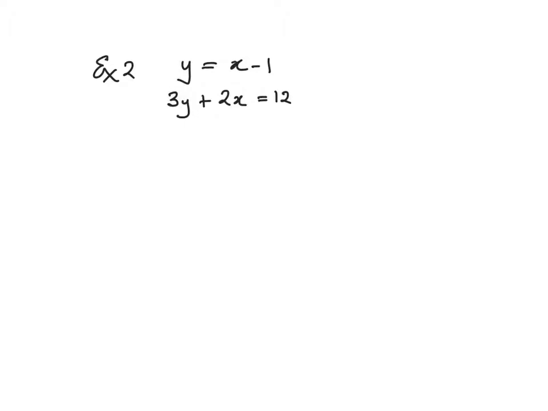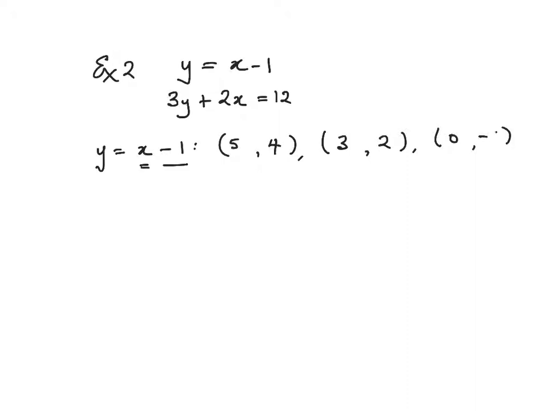Second equation, y equals x minus 1 is a very simple equation to work with. So we find 3 points on the line. Let's pick some x values, 5, 3 and 0. So what does it tell us to do? It tells us we have an x value and we subtract 1 from it to get the y value. So 5 take away 1 is 4, 3 take away 1 is 2, 0 take away 1 is -1.